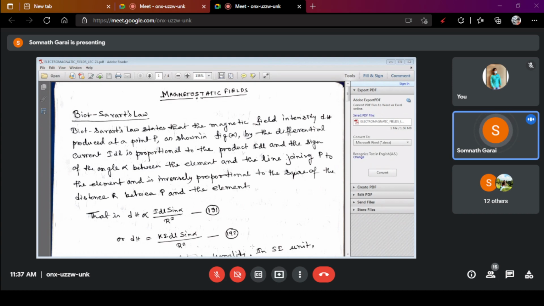Why is it called static? Because the magnetic field does not change with respect to time. If it is dynamic, the expression is different, right?